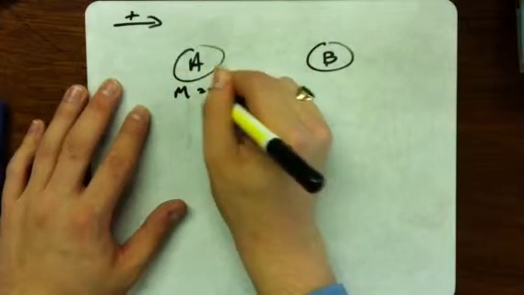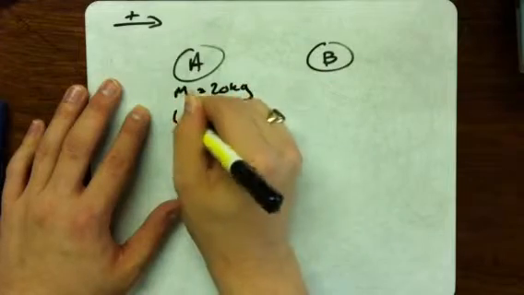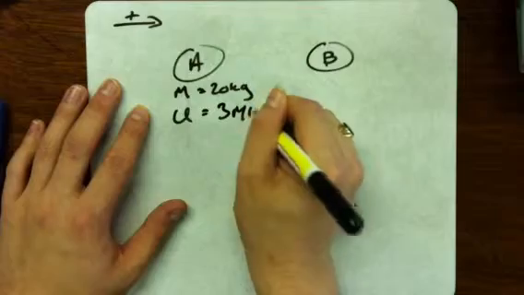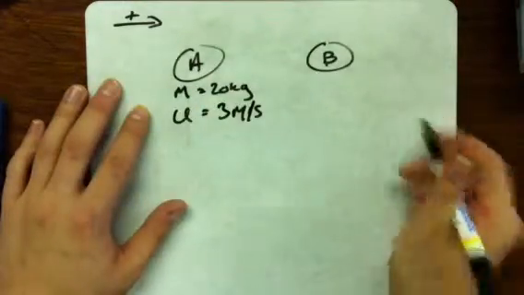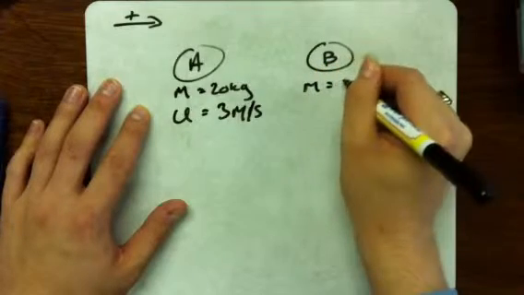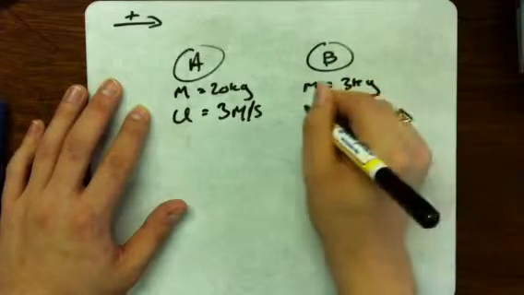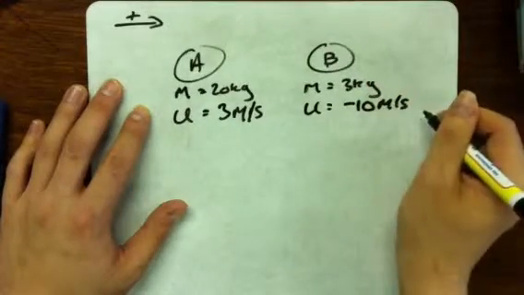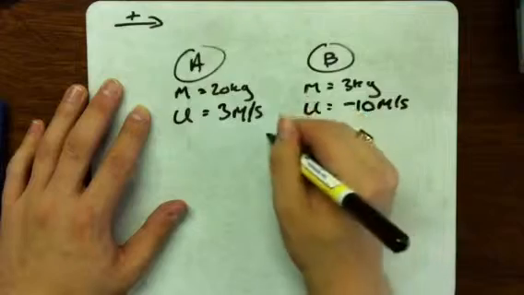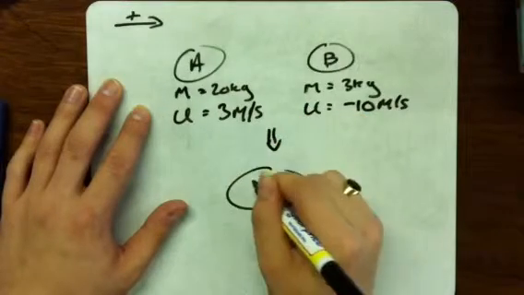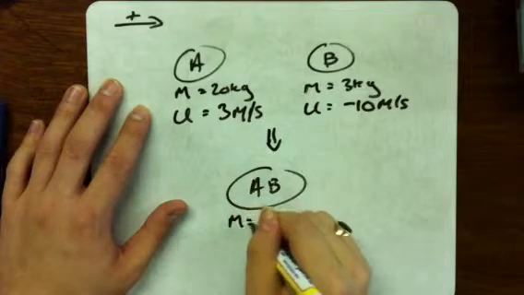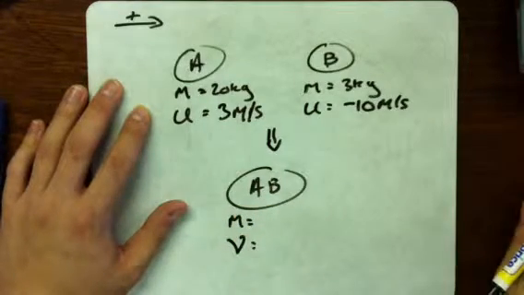The mass of A is 20 kilograms. The initial velocity, remember, u is initial velocity, is 3 meters per second. That's positive, so we know it's travelling in this direction. Object B has a mass of 3 kilograms and an initial velocity of minus 10 meters per second. So we know it's travelling that way. The two objects combine to AB, and we need to find the mass and the final velocity of this object.